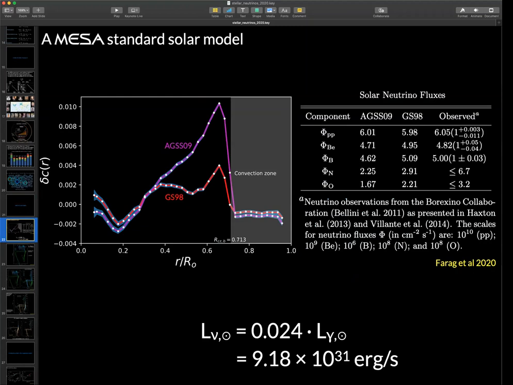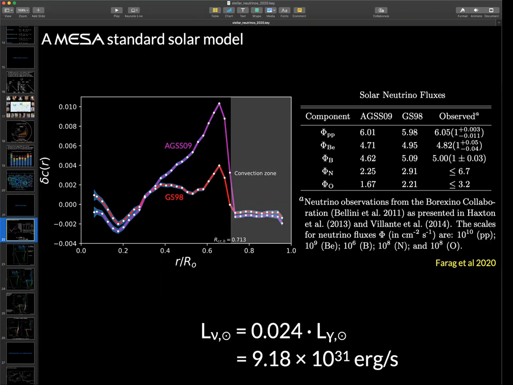And on the left is a plot of the difference in the sound speed from helioseismology. That's the delta c over c, as a function of the scaled radius of the star. So 0 is the center, 1 is the outer radius, and this is comparing the calculated sound speed versus what you get when you do a helioseismologic inversion. And we do this for two different compositions, Asplund, Grevesse, Sauval 2009, and then Grevesse and Sauval 1998. And the thing I want to impress upon you is how small the y-axis values are, okay? We're down into the thousandth of a decimal point. So this is a pretty good sound speed profile of the sun.